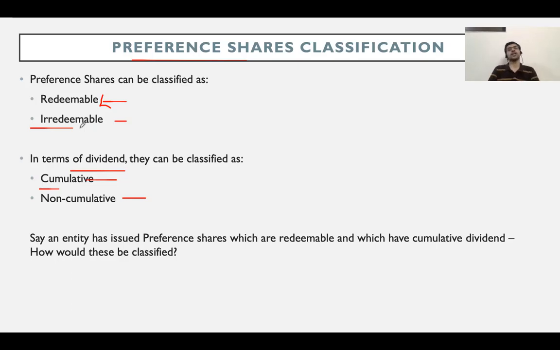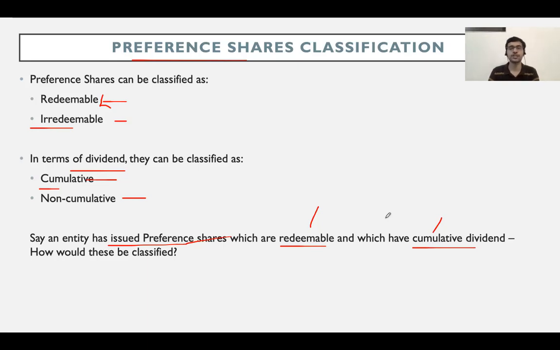All right, so now that you have the background for the classification of preference shares, let me put a question to you. Let us say an entity has issued preference shares which are redeemable and which have cumulative dividend. One, they are redeemable in nature. The second, they have cumulative dividend. The question is, are we going to classify it as a financial liability, or as equity?